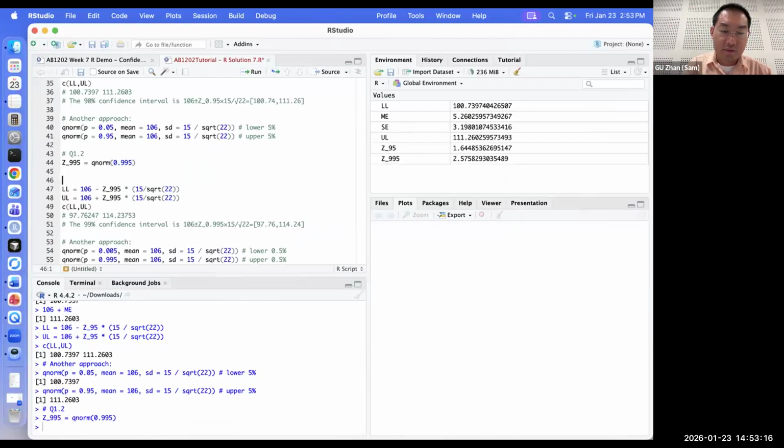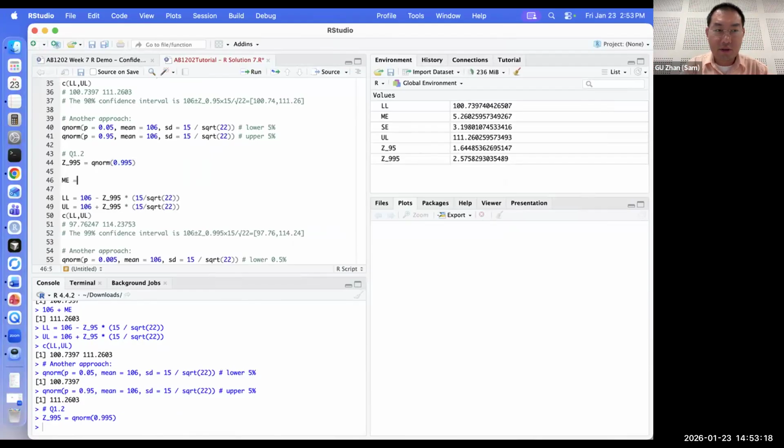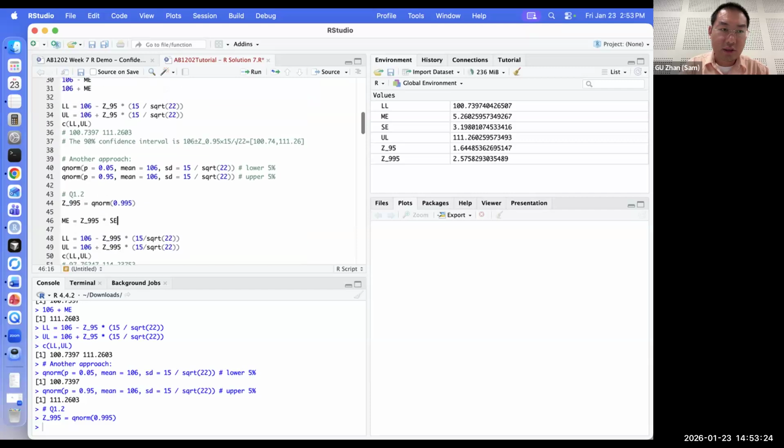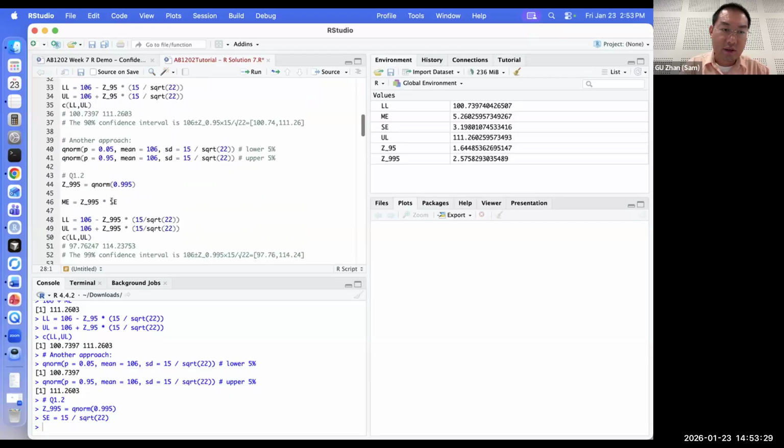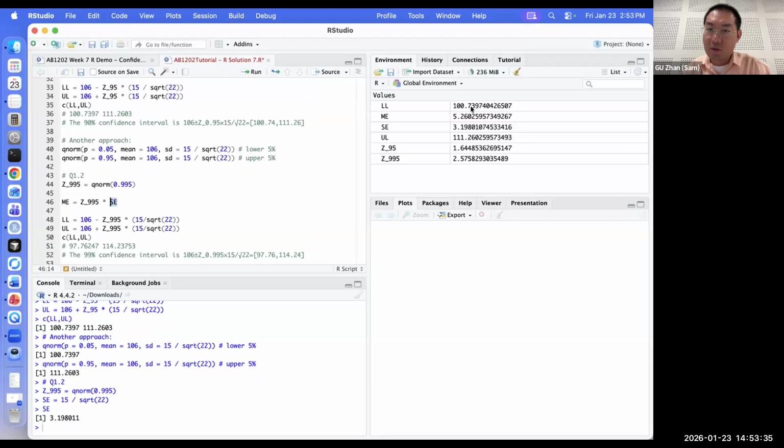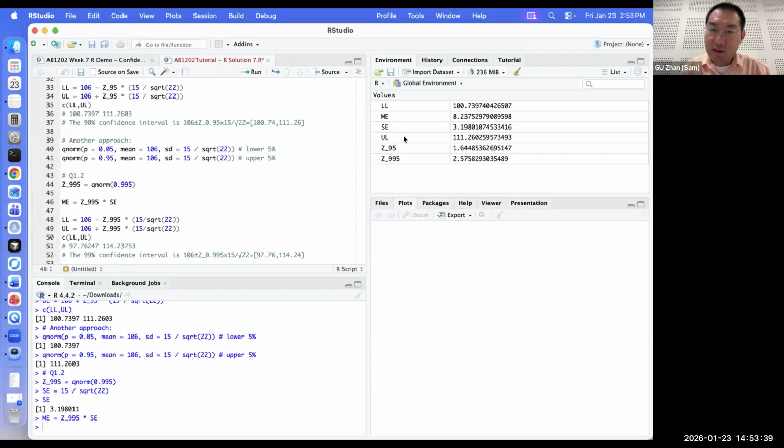Then next is margin of error. Again, always calculate margin of error as the z-score times the SE. SE doesn't change. We already have this SE earlier, right? SE is 3.19. It is still 3.19. Then run it. Your ME now changed to 8.23.